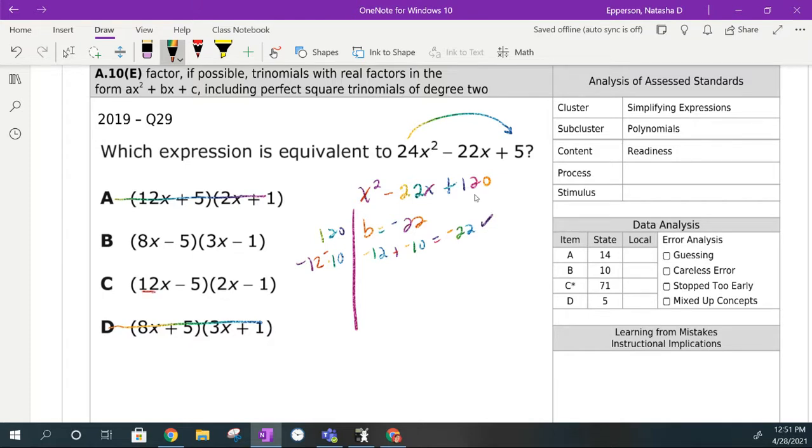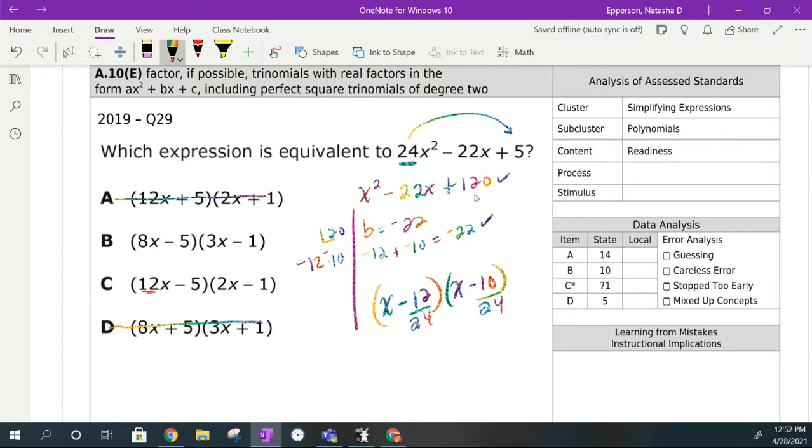The reason I tried 12 is because I got 12 as an A value there. That may or may not help you. I can also know that 120 divided by 10 is 12, so that's 12 and 10. That's how I picked those factors. So this is going to be x minus 12 times x minus 10. Now I need to bring back that A term so that if I were to FOIL this back out, it would give me the original trinomial, not the second one.